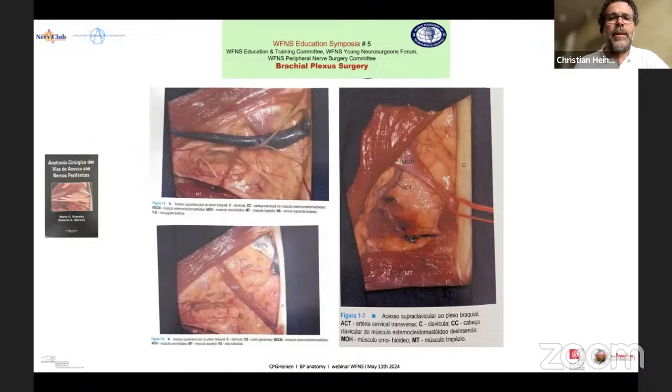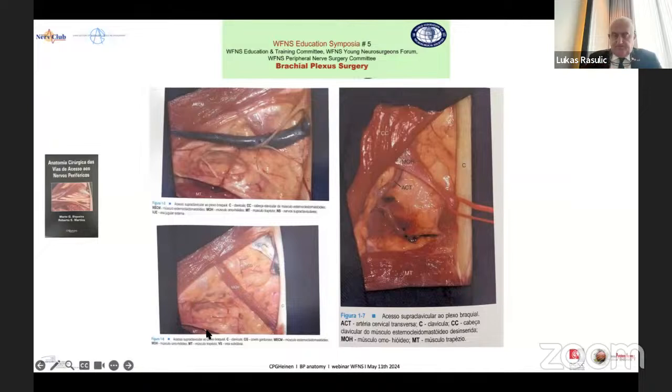So the first step is to open the platysma, find the external border of the sternocleidomastoid muscle, and open up the cervical fascia. The next muscle that will lead your way to the plexus is orthogonal to the sternocleidomastoid muscle: the omohyoid muscle. This is important in two regards. First, it guides you to the plexus. And second, if you follow it distally, you will be able to follow the suprascapular nerve, which, as we saw before, is part of the brachial plexus.